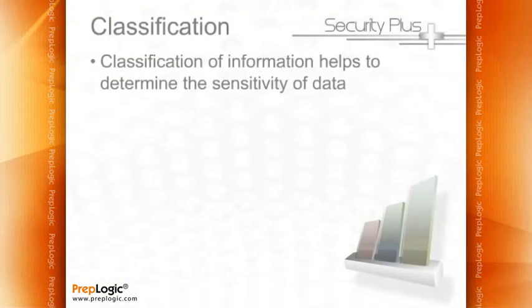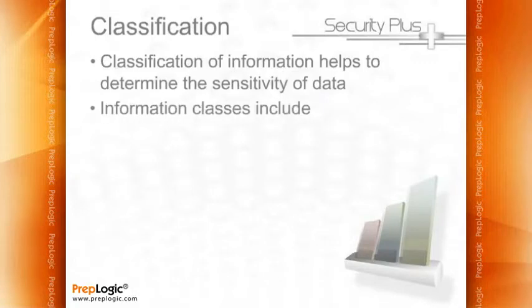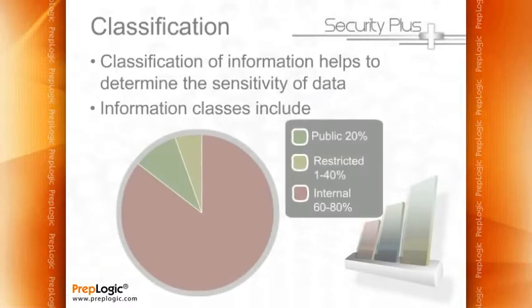Classification of information helps to determine the sensitivity of data as well. And this is really the way in which we usually classify it, by simply specifying different levels of sensitivity. Information classes are varied, and they include public, internal, and restricted. We see that the majority of our information fits into this internal category.